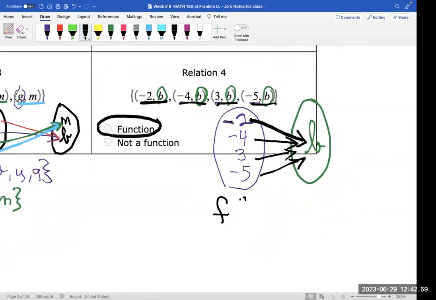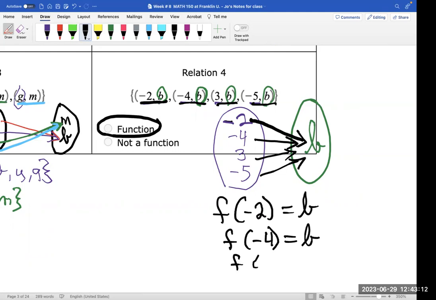If we're to use our new function notation, my function machine F, if I input the number -2, it outputs a B. If I input a -4, it outputs a B. If I input a 3, it outputs a B. And if I input a -5, it also outputs a B.